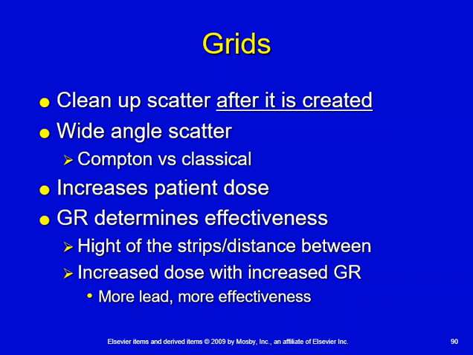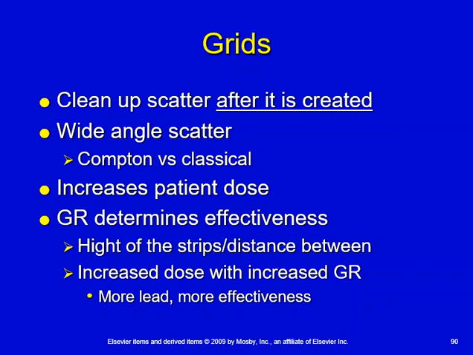Since kVp creates scatter radiation, and the purpose for introducing a grid is to limit scatter radiation from striking the image receptor, increases in kVp compound the scatter issue. So we don't want to increase kVp to compensate for grids. We want to increase mAs.